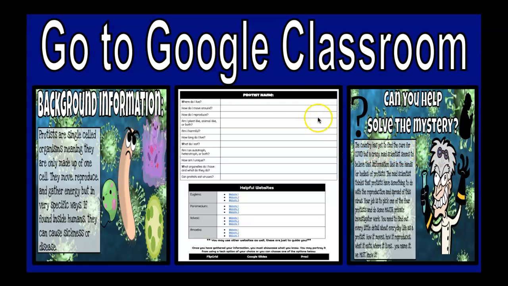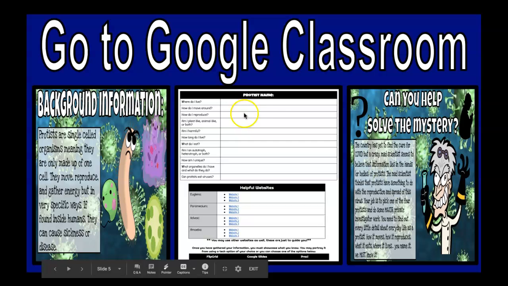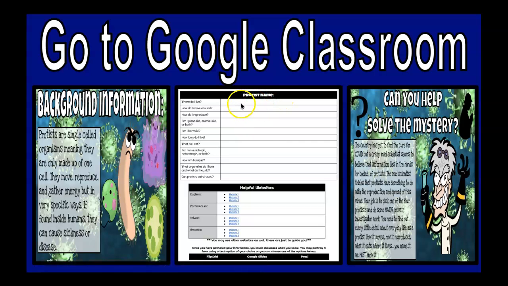Okay? So here are some key questions right here that you have got to research. So you're going to pick one of these four PROTUS right here. You're going to type the PROTUS name in, and then you're going to answer these questions. Where does it live? How does it move around? How does it reproduce? Is it plant-like, animal-like, or both? Is it considered harmful? How long is their lifespan? What does it eat? Is it an autotroph, heterotroph, or both? How is it unique? What organelles do they have and what do they do? And then, can PROTUS actually eat viruses like COVID-19?